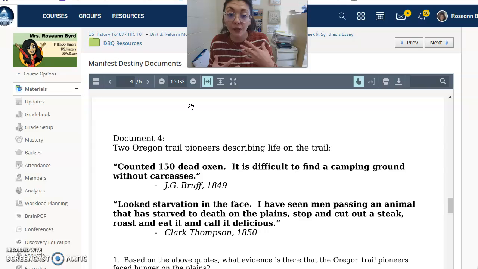So would you like to use this document that explains the hardships on the trails? Perhaps if you are going from a perspective that Manifest Destiny was essentially positive, maybe these pioneers were rugged people that had a sense of American individualism, and they were willing to endure great hardship to make a new life for themselves, to fulfill an American dream or something of that nature. You might use document 4 as proof of that idea.